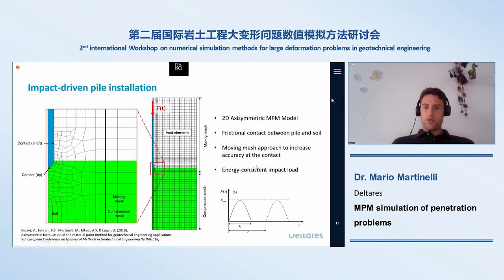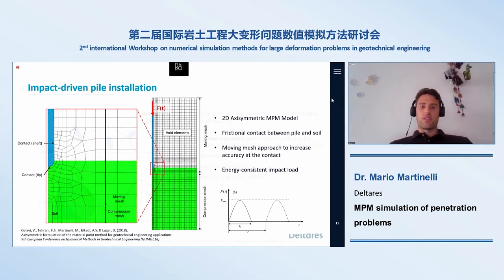So we again use the concept of the moving mesh. Part of the mesh is moving down, and the rest of the elements are adjusted. The load that we apply here is energy consistent. We know beforehand the falling mass that is impacting the pile head in the experiment, so we back calculate how much would be the force and the impulse time to describe the impact force to make it energy consistent.